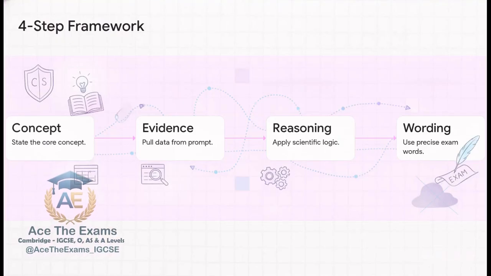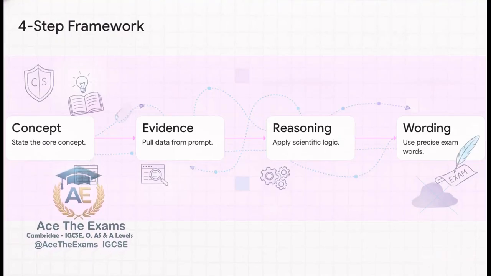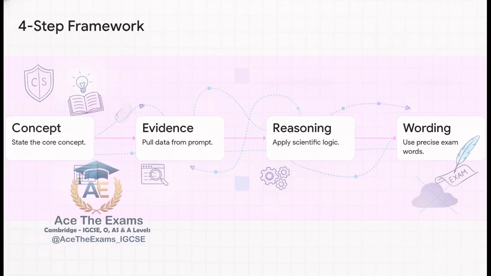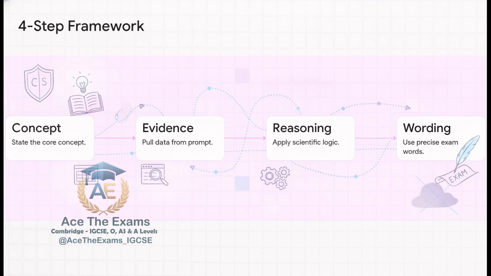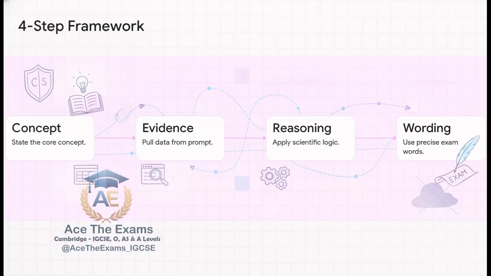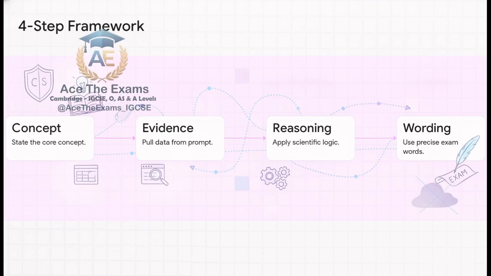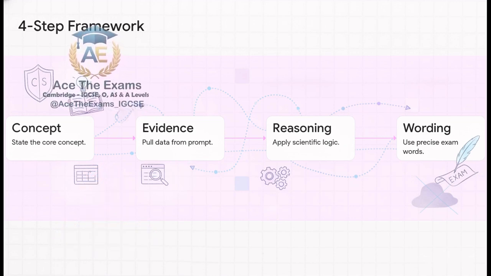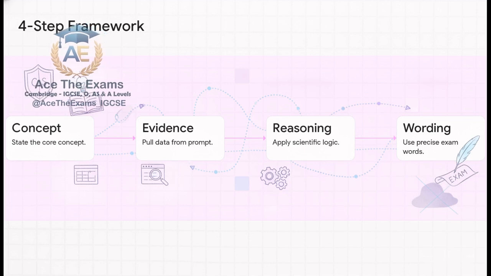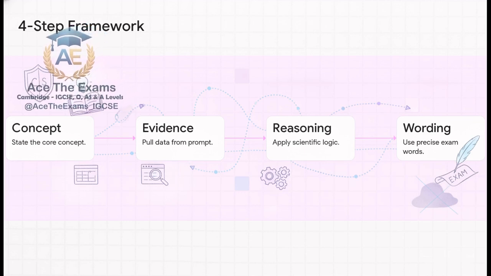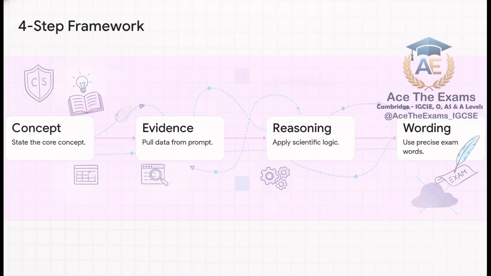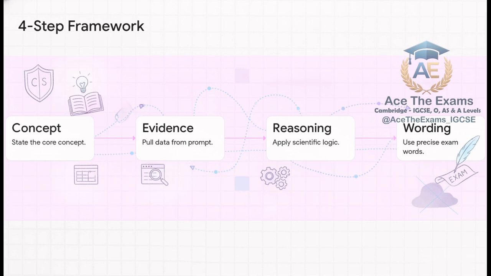To actually lock down those marks, you need this 4-step framework. It basically forces you to ditch the generic guesses and directly apply your knowledge to the specific scenario nouns in the exam question. First up, you state the concept clearly. Second, you pull evidence or data directly from the question prompt itself. Third, you apply scientific reasoning to explain exactly how it works. And fourth, you lock the whole thing in with precise examiner wording. This structured approach is your absolute best shield against losing silly, avoidable marks.